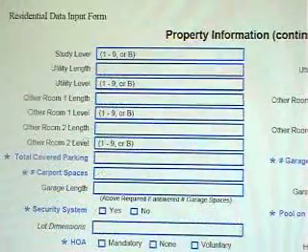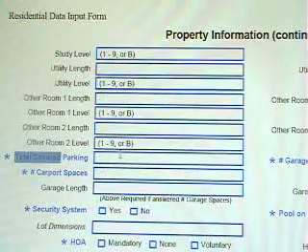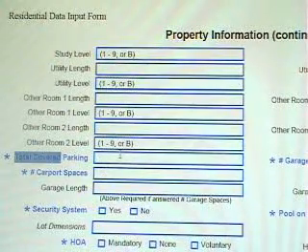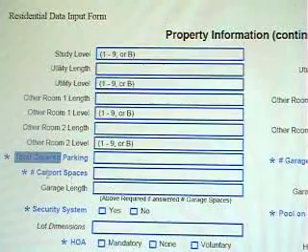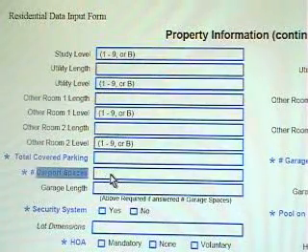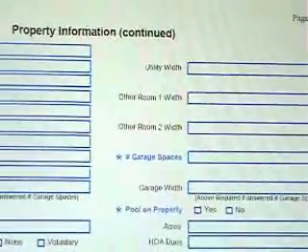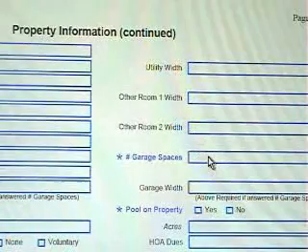And then it's going to ask you what is required right here. Total number of parking spaces, covered parking. You will need to put that information here. If you have carports, if not, place a 0. If you do, put how many spaces are available. If you have garage spaces, then you will need to put how many garage spaces you do have available.